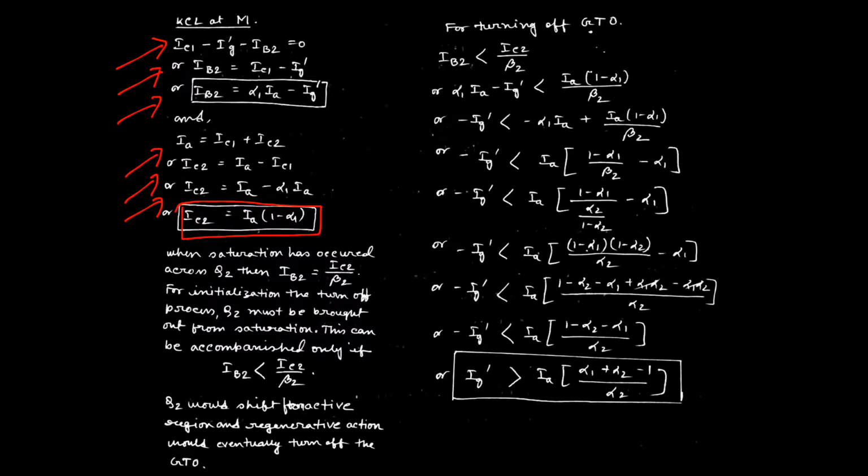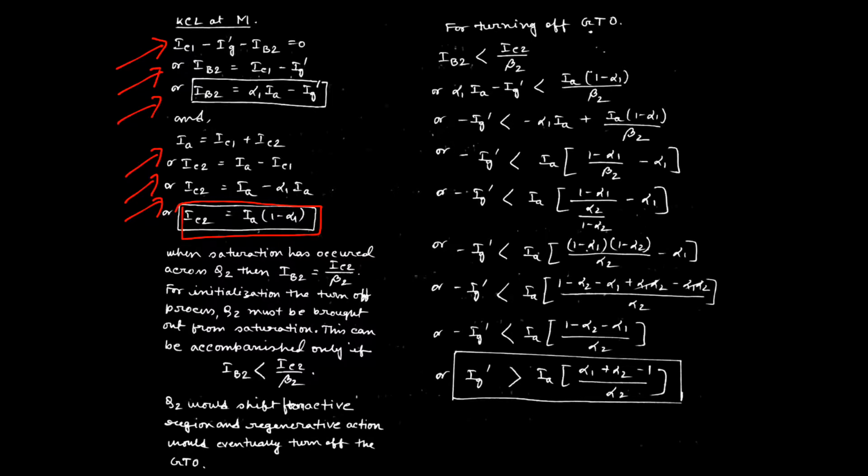That is why we can say that to initiate the turn-off process, Q2 must be brought out of saturation. This can be accomplished by using this formula: IB2 less than or equal to IC2 by beta 2. As from the equation IB2 equal to IC2 by beta 2, we can replace the equation over here, that is IB2 less than or equal to IC2 by beta 2. That means this expression is for the saturation case and this is for the below saturation case. That means we are going to initiate the switch-off process.